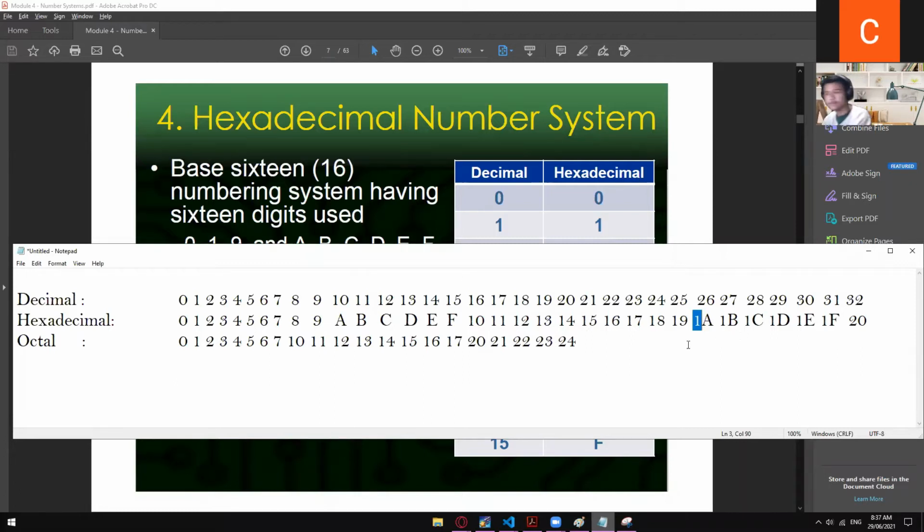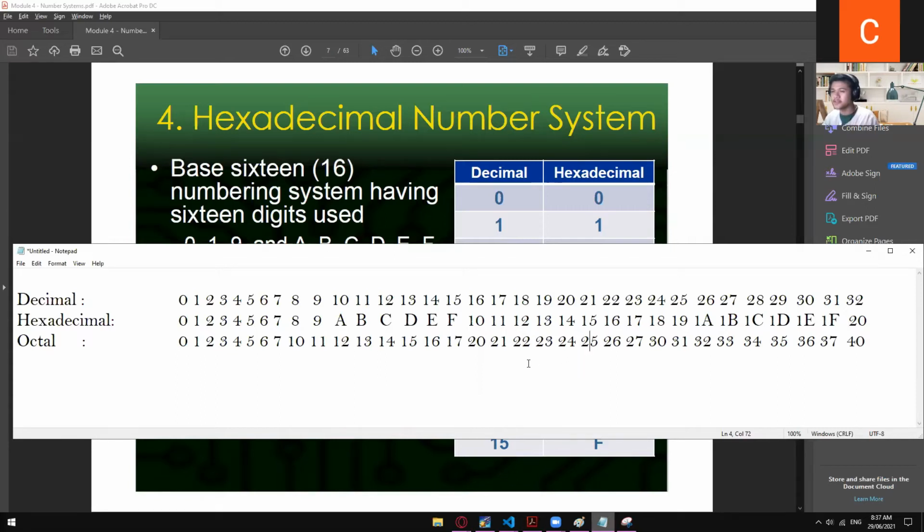Okay, so for the octal, let's continue this one so that we can have a complete representation of decimal going to hexadecimal, and then decimal going to octal. So it's 25, 26, 27, so we don't have 8 and 9. So the next one is 30, 31, 32, 33, 34, 35, 36, 37. We don't have 8 and 9, so it's now 40. So let me just align this one again. There you go.